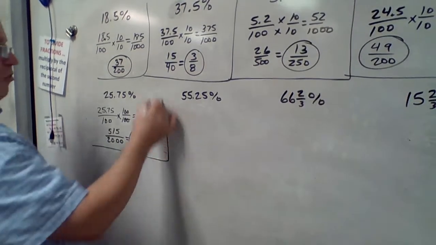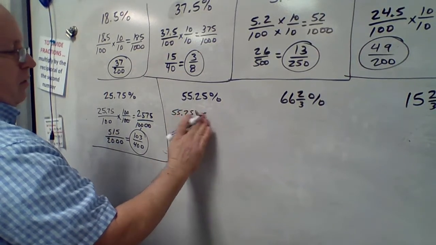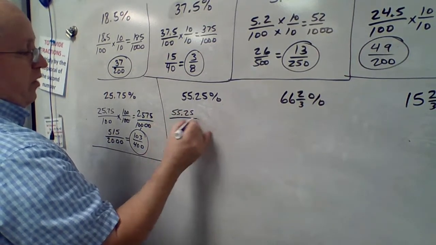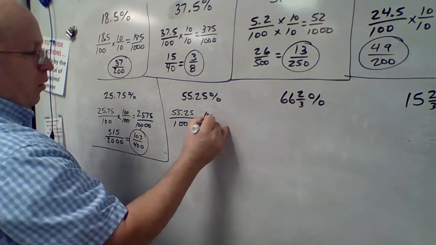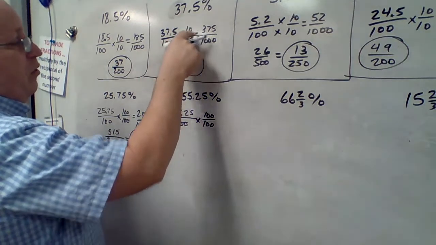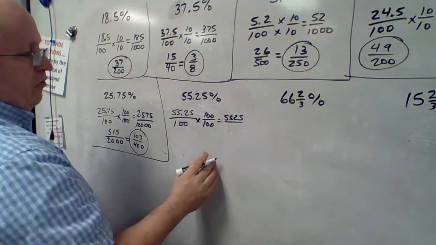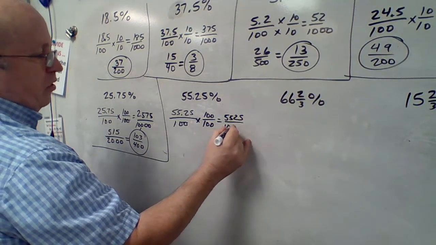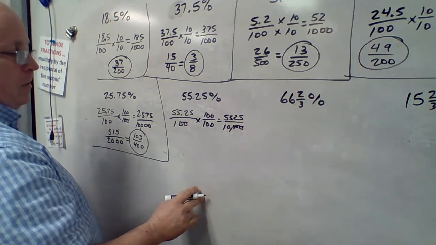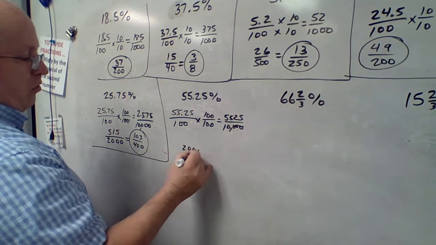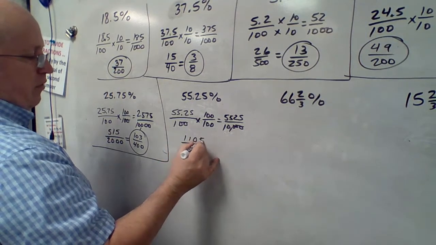It's got the same issue. 5.25 Well, that's going to be 55.25 over 100, because percent means hundreds. We're going to multiply by 100 over 100, not 10 over 10, because we've got to move the decimal point 2 places, and we get 5,525 over 10,000 when we do that. Let's divide by 5. We get 2,000 on the bottom, and we get 1,105 on the top.